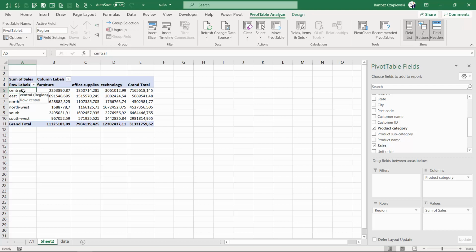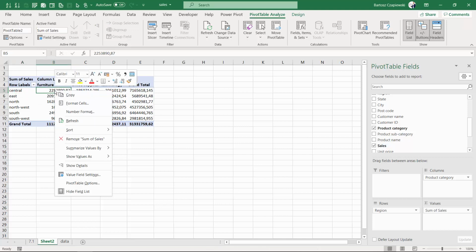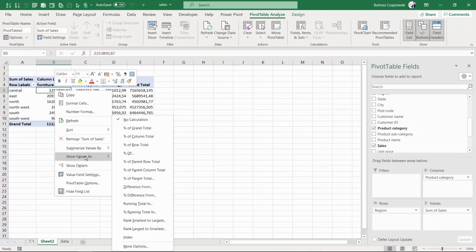This means that for central on the grand total, I would like to see 100%. And the same situation for all of the other regions. And because this is the row analysis, because I have my central region on rows, what I'm going to pick from the show values as option is the percentage of row total.